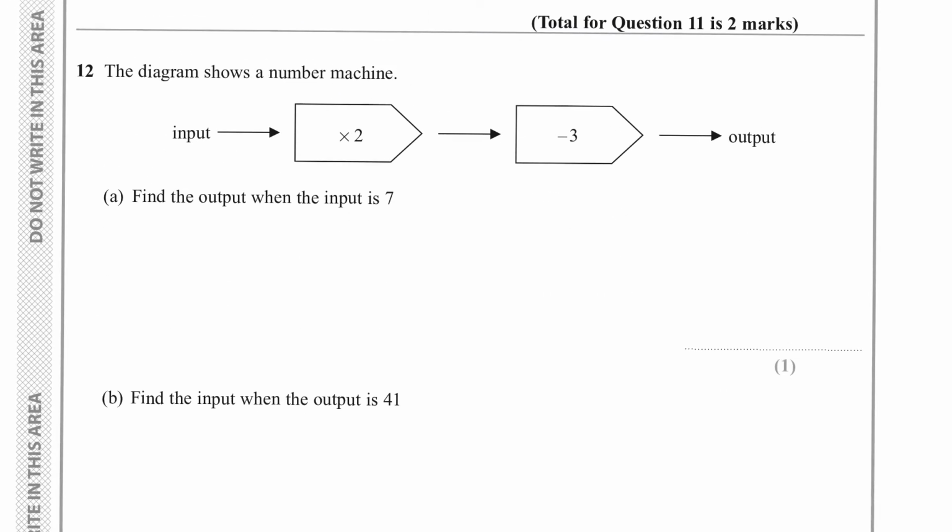Okay. The diagram shows a number machine and it wants us to find the output when the input is 7. So let's chuck 7 in. Times it by 2, we get 14. Minus 3, we get 11.